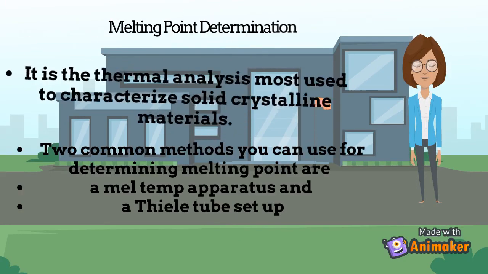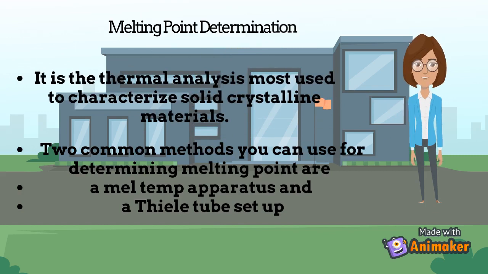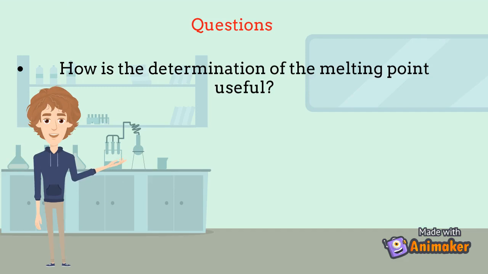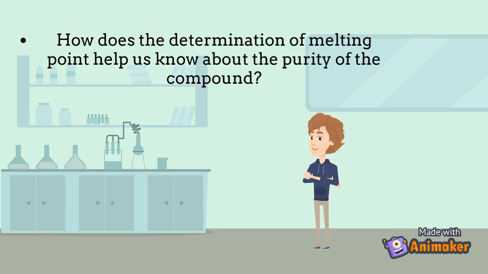It is the thermal analysis most used to characterize solid crystalline materials. It helps us to identify unknown substances and to know whether a substance is pure or not. If a substance contains moisture or some other impurity, the melting point is lowered. A sharp melting point indicates it is pure.